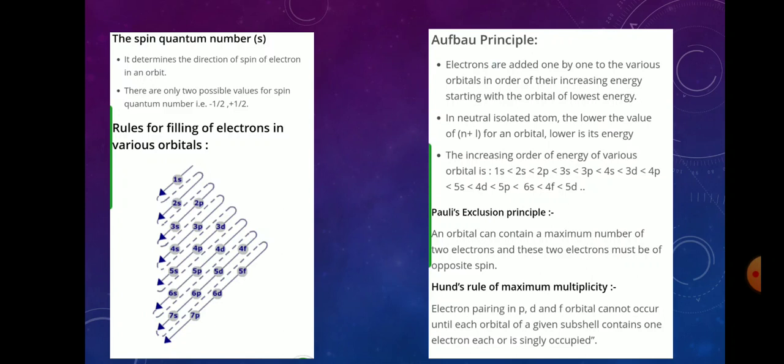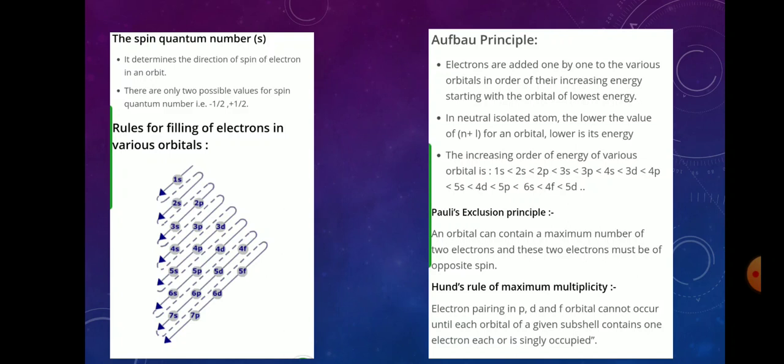Spin quantum number, s, determines the direction of spin of the electron in an orbit. There are only 2 possible values for the spin quantum number, that is minus half or plus half. Rules for filling of electrons in various orbitals. First one, Aufbau principle.